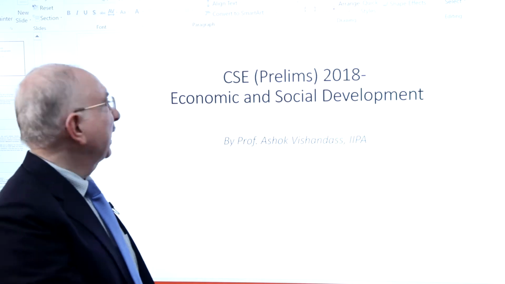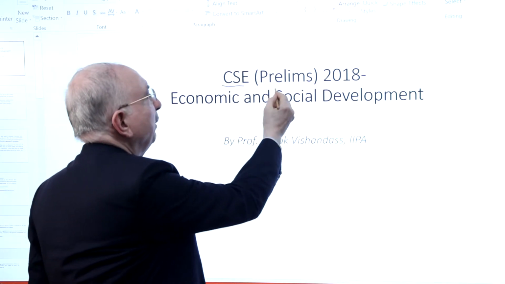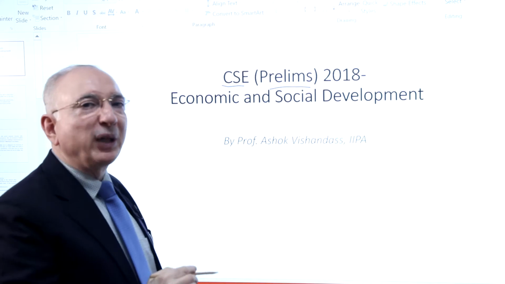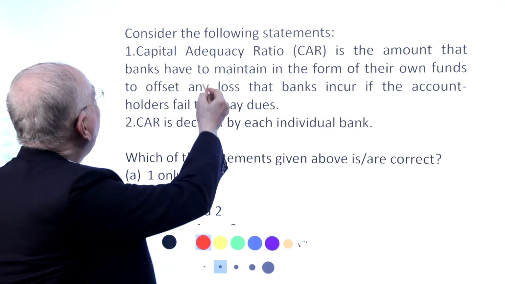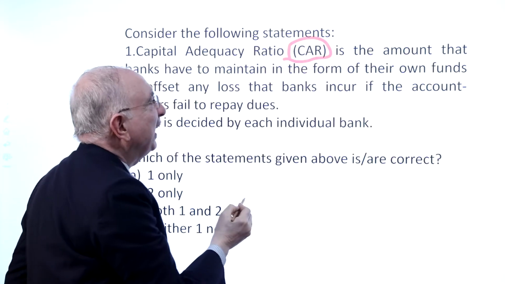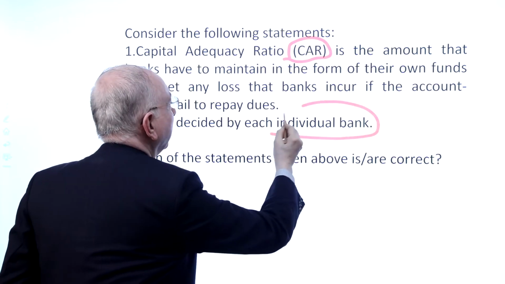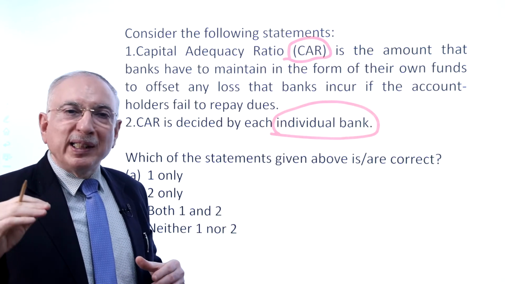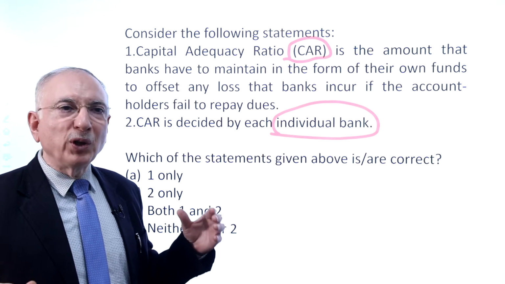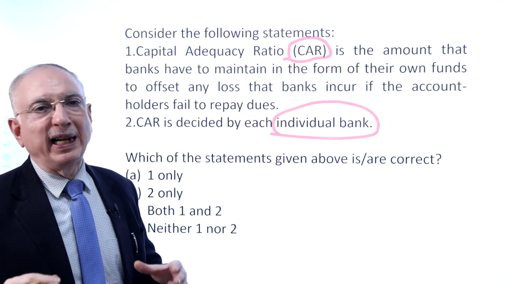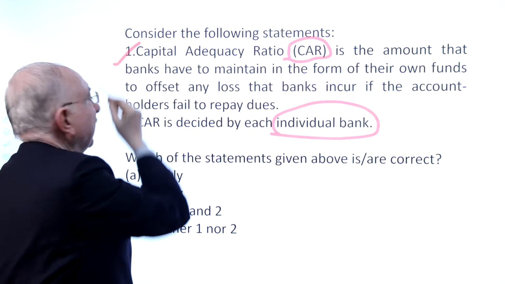Today we are going to discuss the Civil Service Examination Preliminary 2018 question relating to economic and social development. The important underlying concept is the capital adequacy ratio in individual banks. Capital adequacy ratio is the ratio of a bank's capital in relation to its risk-weighted assets and current liability. Therefore, statement 1 is correct.